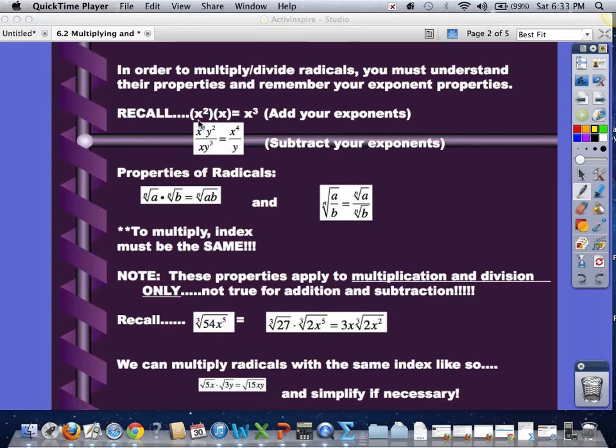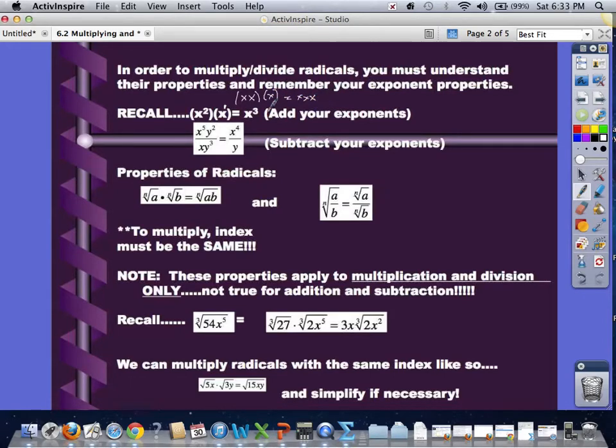So recall, if you multiplied x squared times x, that would give you x to the third power because the rule was that you added your exponents. And remember that if it doesn't have an exponent, it's an understood 1. So 2 plus 1 is 3. That's why it is x to the third power. And again, if you needed to write those out, that would be x, x, and then times another x. So that would be a total of 3.